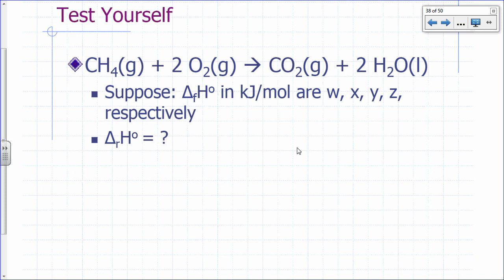So let's apply that to this equation right here. Delta H formation. Let's say the delta H formation of methane, oxygen, carbon dioxide, and water are W, X, Y, and Z. What's the delta H for this reaction? Sorry, in kilojoules per mole. So what should we do?